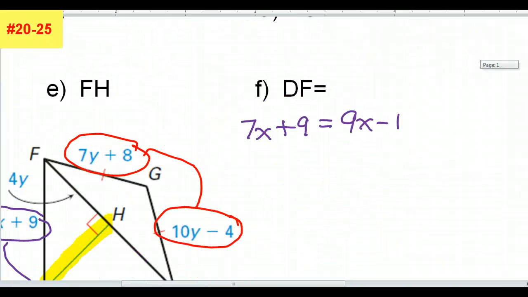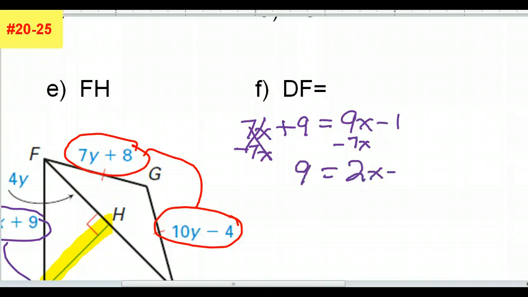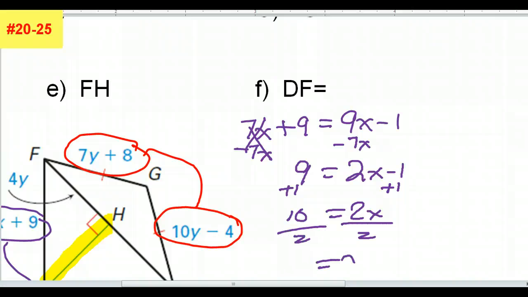X equals 5. Okay, so you agree with Bree. They call me that at work, like the cheese. That's good stuff. So you guys got 9 equals 2x minus 1. Added 1 to both sides. 10 is equal to 2x. Divided by 2. Yep. Everybody got x equals 5. Okay?